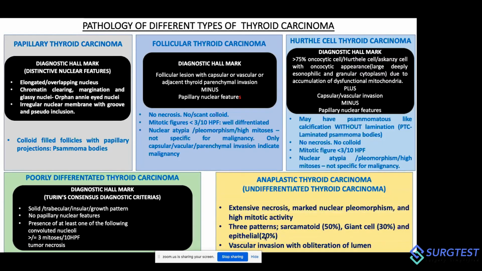Okay, and anaplastic thyroid cancer. So extensive necrosis, marked nuclear pleomorphism, and high mitotic activity. Three patterns: sarcomatoid 50%, giant cell 30%, and epithelial 20%. Vascular invasion is present with obliteration of lumen. So anaplastic is not very important for questions, but all other four are very important.